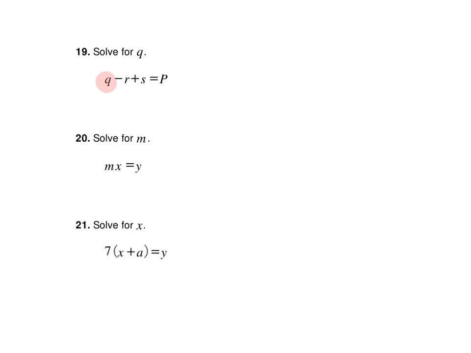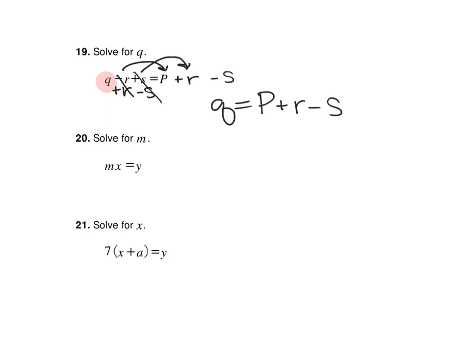So I'm going to highlight Q here. Everything else needs to go. So this needs to be moved and this needs to be moved. Well, to move it, I got to cancel it out. So I'm going to, from minus R, I'm going to add R. I'm going to add R to both sides. And at the same time, it's plus S, so I got to subtract S and subtract S. There we go. Those both canceled, and I'm left with Q equals P plus R minus S.